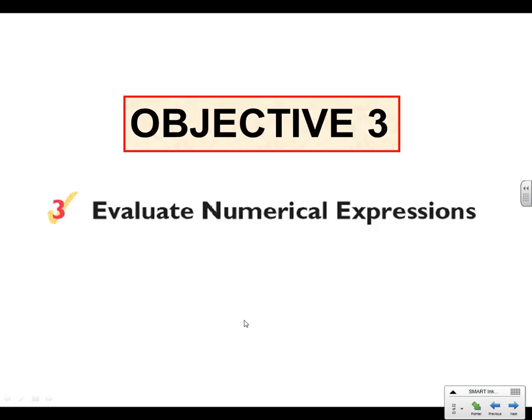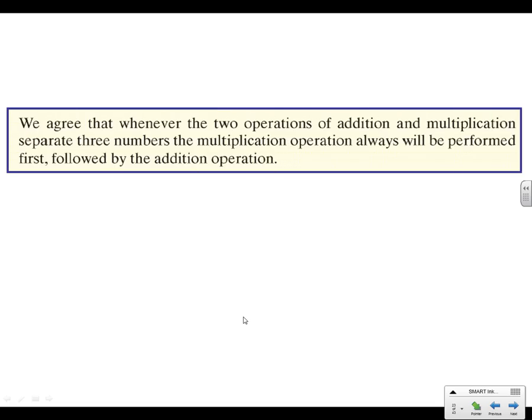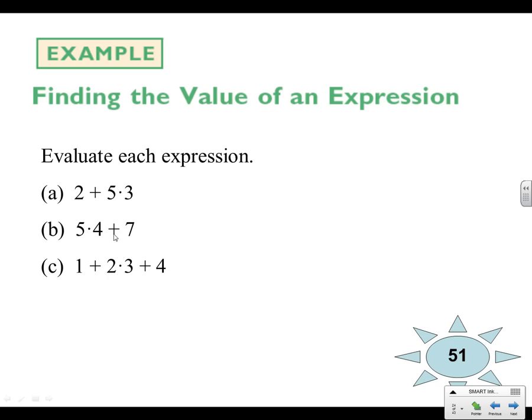All right, objective 3. Moving quickly here. Evaluate numerical expressions. We agree that whenever the two operations of addition and multiplication separate 3 numbers, we do multiplication first and then addition. This is the stuff we're talking about. You guys know order of operations, all right?